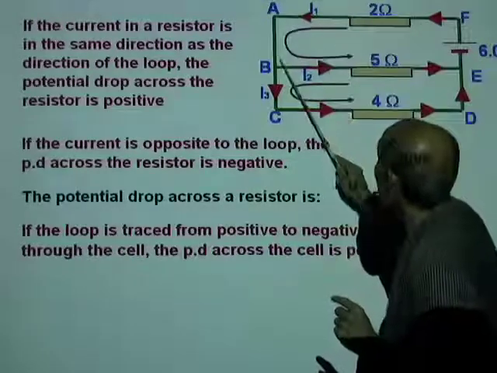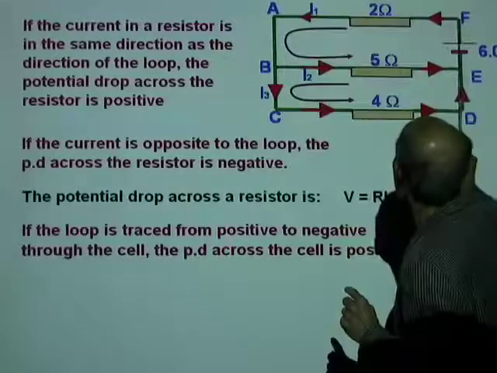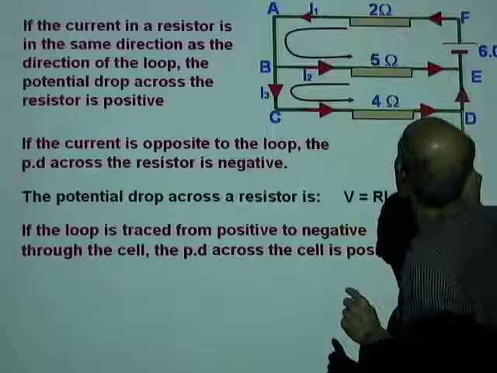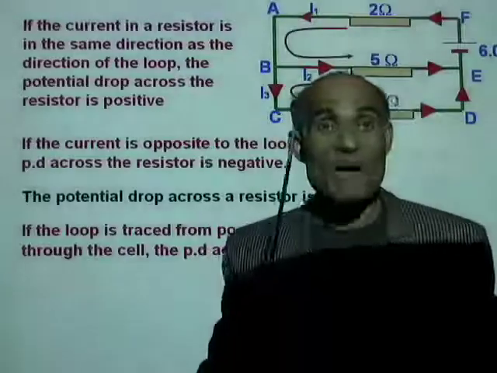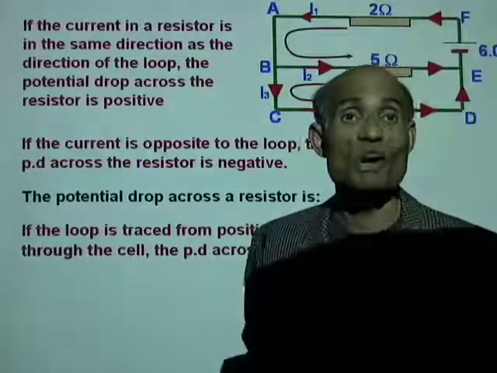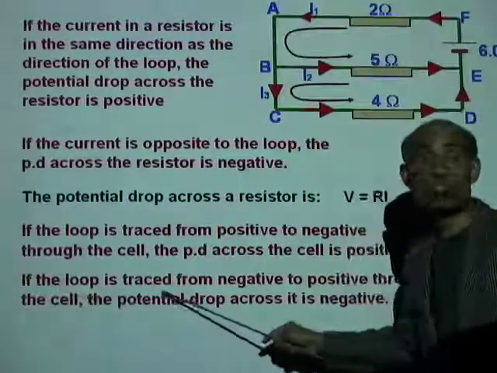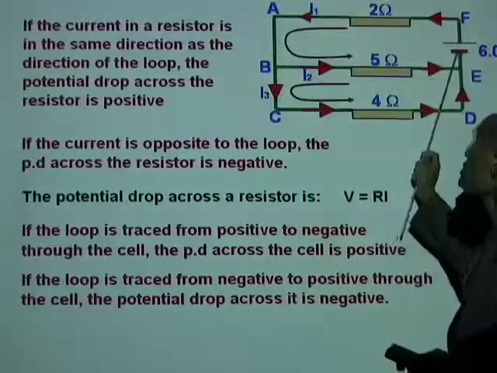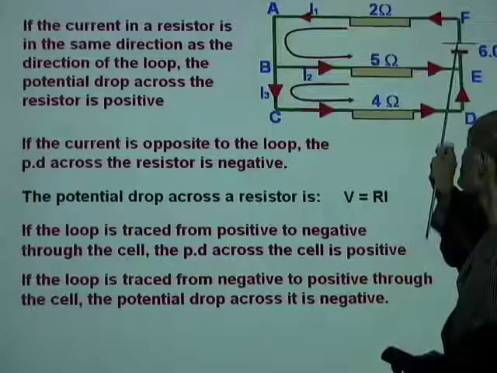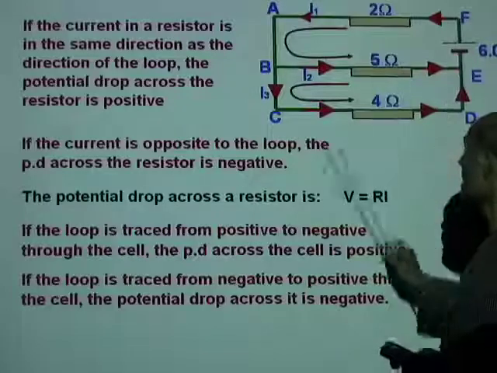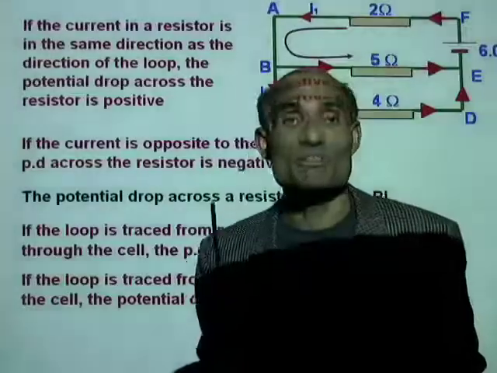I hope that is clear. The loop A, B, E, F, A is traced from the negative to the positive through the cell, and in that case the potential drop across the cell will be negative. When you trace out the loop, if it goes from negative to positive through the cell, then the potential drop across the cell is negative.